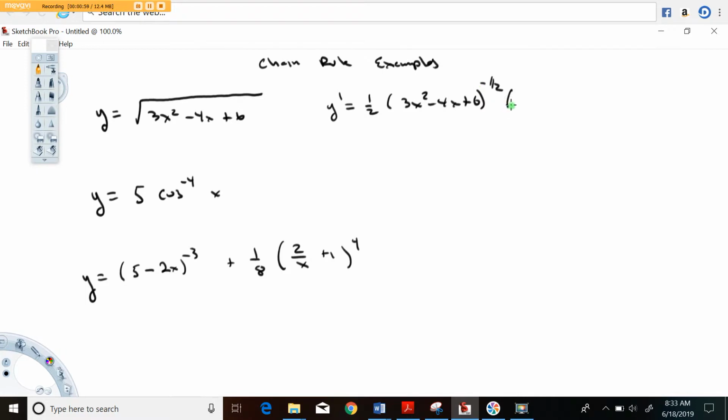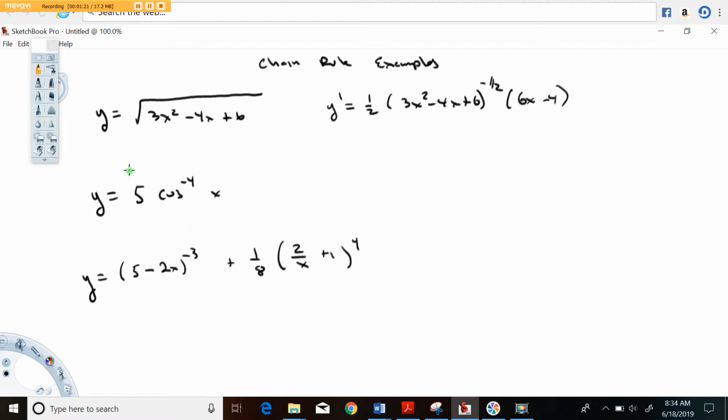All right, now here's where the chain rule part comes in. Now we have to differentiate the inner function, and its derivative is going to be 6x to the first minus 4, and the derivative of a constant is 0. So that's done. I'm not going to worry about simplifying or any sort of cosmetic things here. I'm just going to talk about the differentiation process.